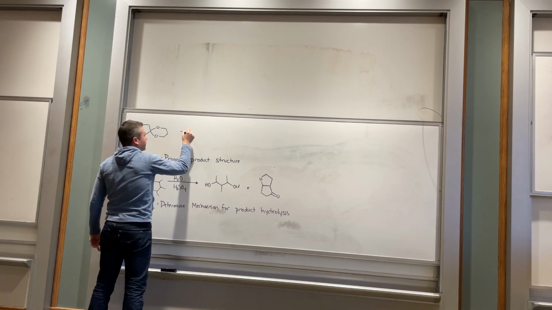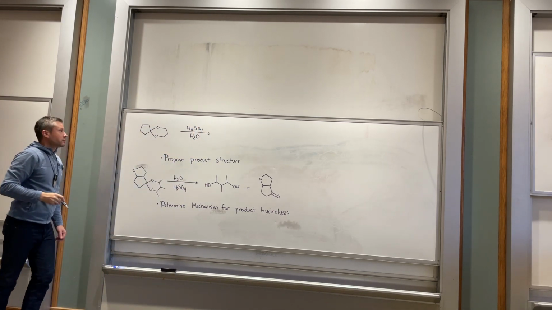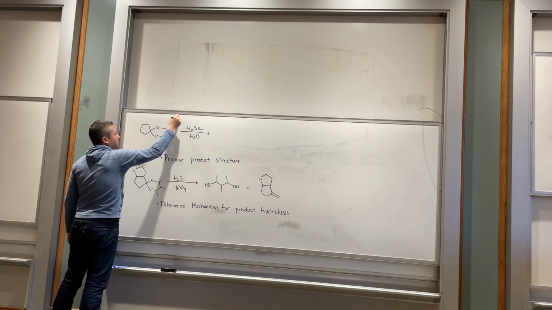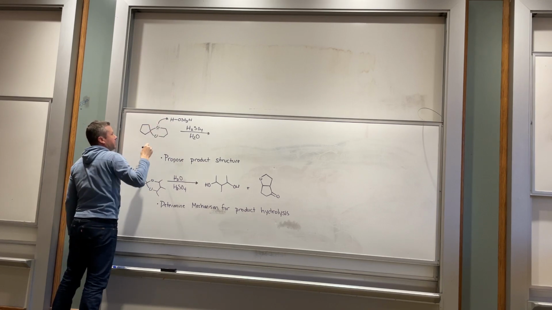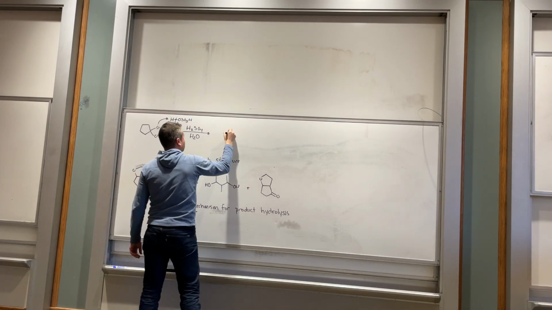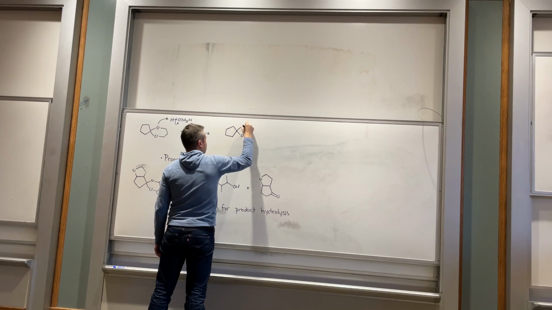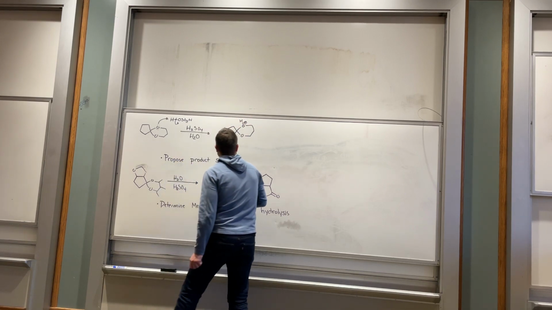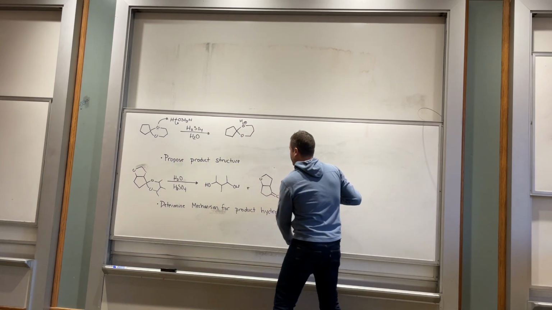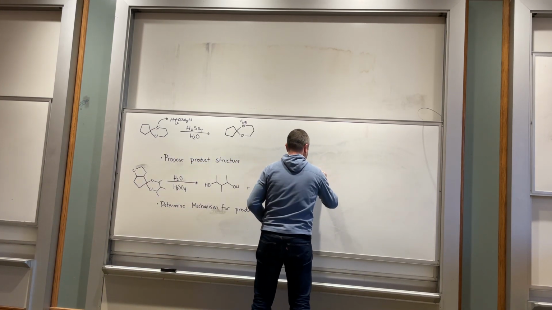Right, and we're treating this with acid and water. Okay, so the acid is going to protonate the oxygen of the ketal. Right, so let me actually draw something out really quickly so everybody can follow along before we move forward with this mechanism.